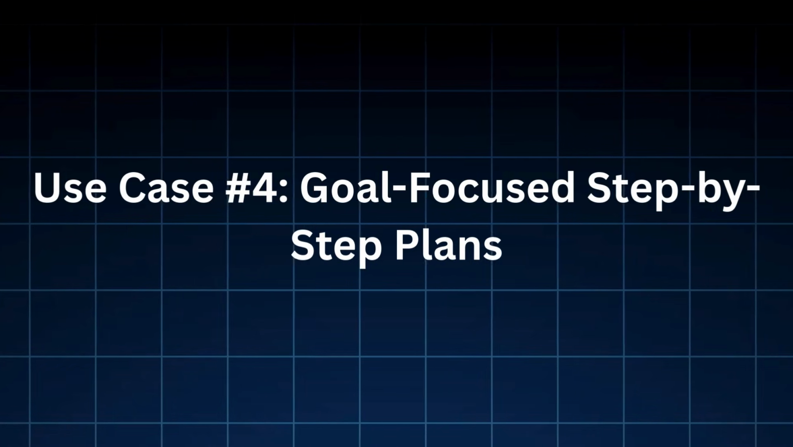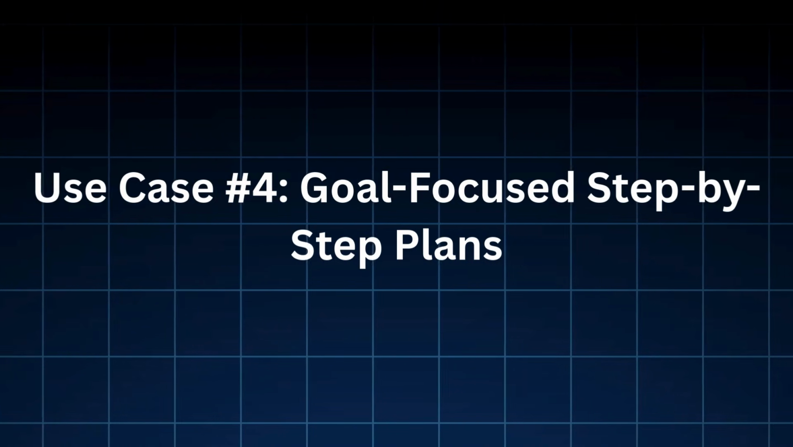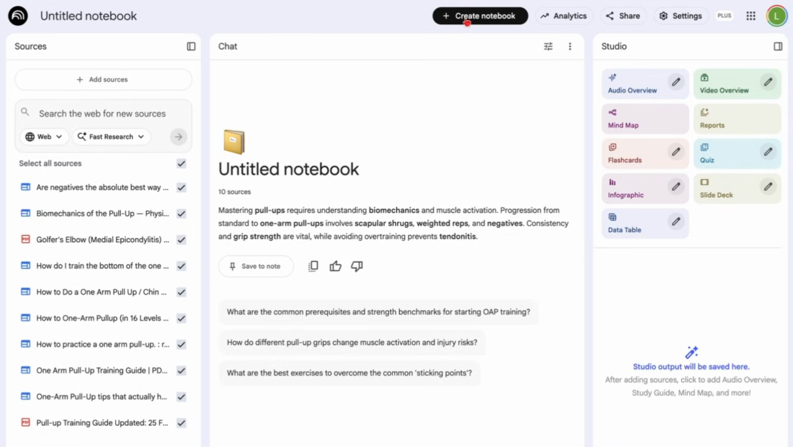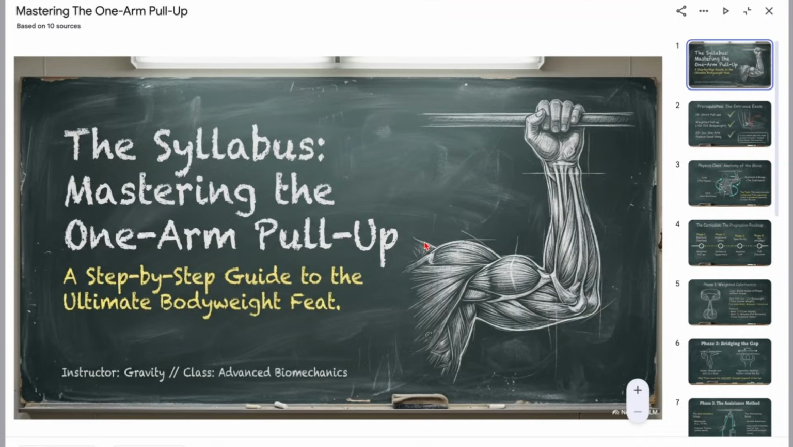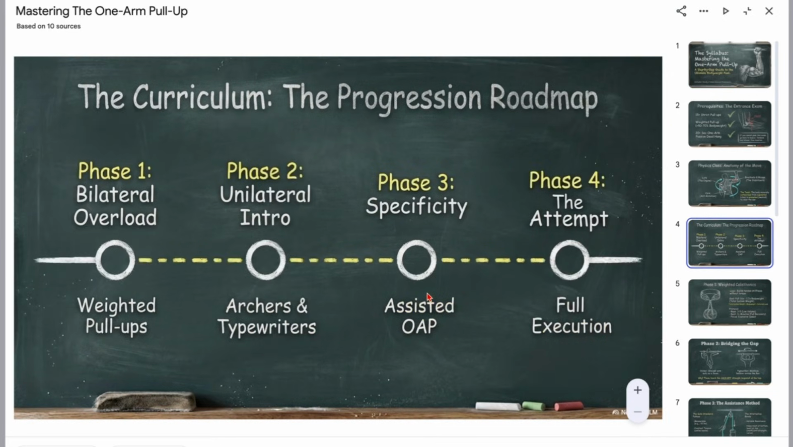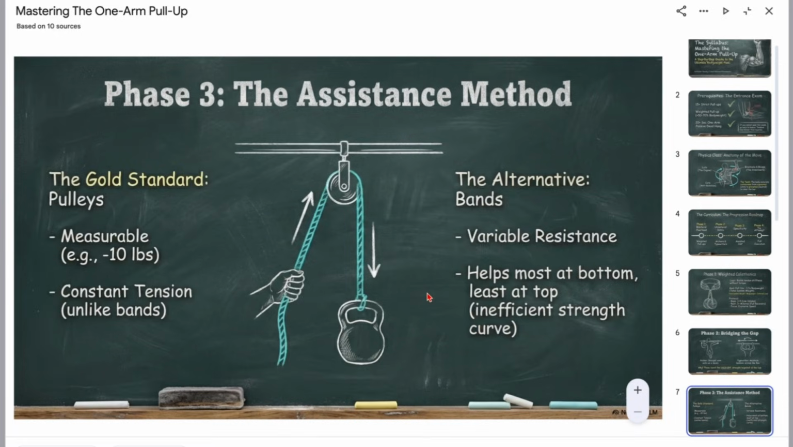Use case number four is goal focused, step by step plans. NotebookLM is also excellent for turning research into actionable plans. For example, if you have a fitness goal or skill you want to master, you can upload guides and sources, then ask NotebookLM to create a step by step slide deck in a specific style, like a chalkboard or coaching guide. You get a clear progression, prerequisites, drills, and milestones, all structured in a way that's easy to follow.